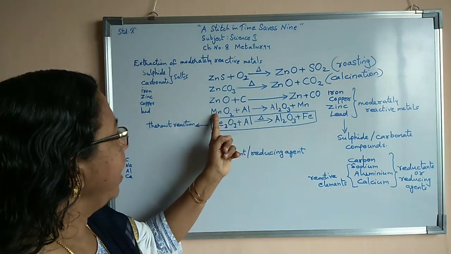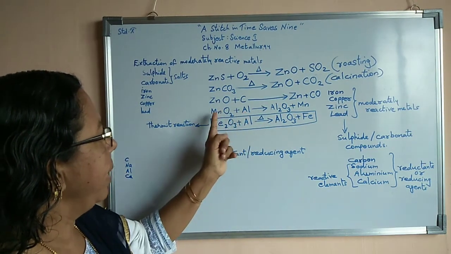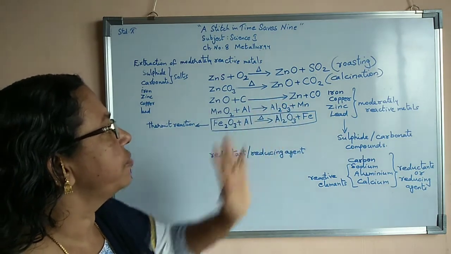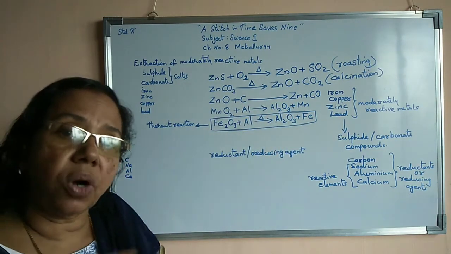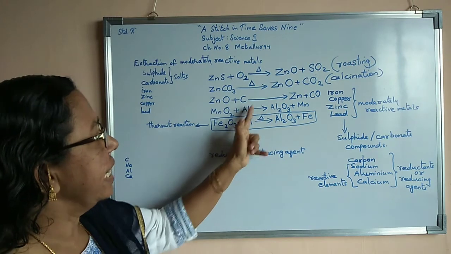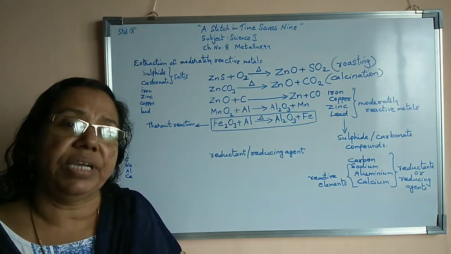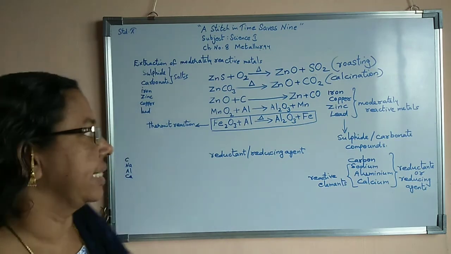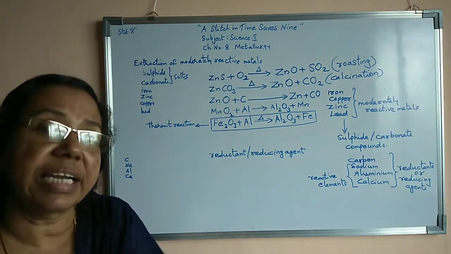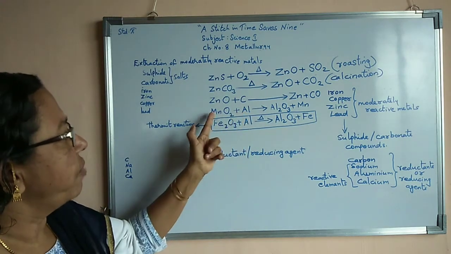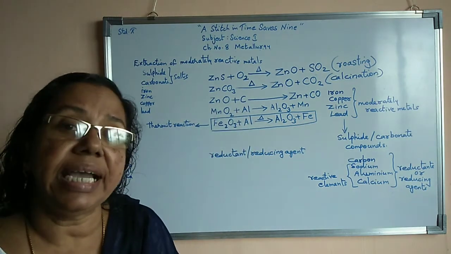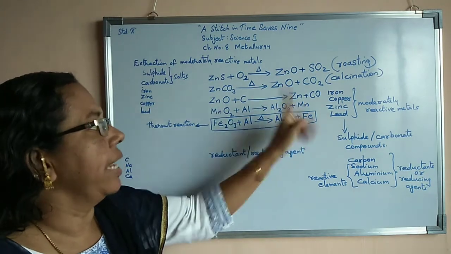Here if we see manganese dioxide as well as aluminium, manganese dioxide transforms to manganese. Oxygen is removed, so this is an example of reduction. Aluminium reacted with oxygen and aluminium oxide formed, so that is an example of oxidation. But here we are studying only one reaction, the reduction reaction, where oxygen is removed from manganese oxide with the help of a reducing agent, aluminium. As a result, manganese separates.